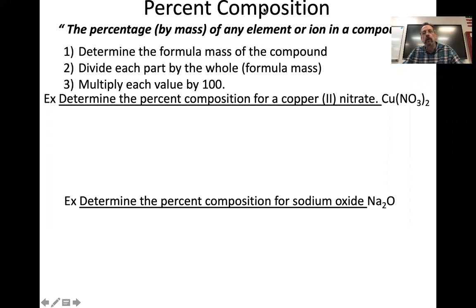Okay, so let's take a look at a couple of examples that are actual chemical compounds. So here we've got a chemical compound, and it's called copper(II) nitrate. And it says we want to determine the percent composition for copper(II) nitrate.